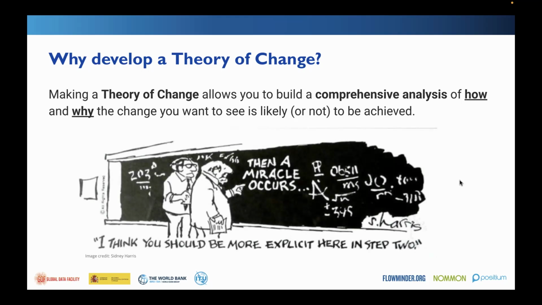This little cartoon helps to illustrate the value of doing theory of change. Very often we make assumptions about doing a particular thing resulting in a particular outcome. Often that's built on assumptions. Theory of change is designed to help you break open those assumptions.